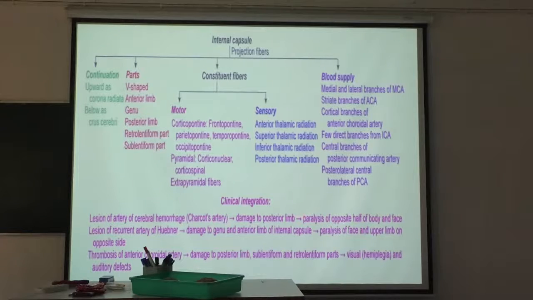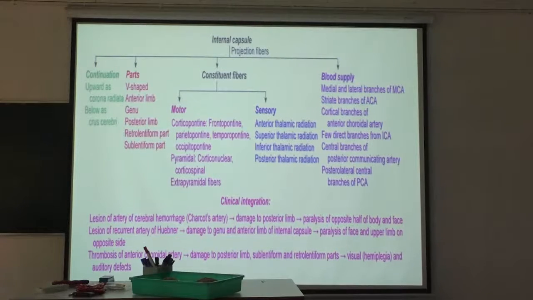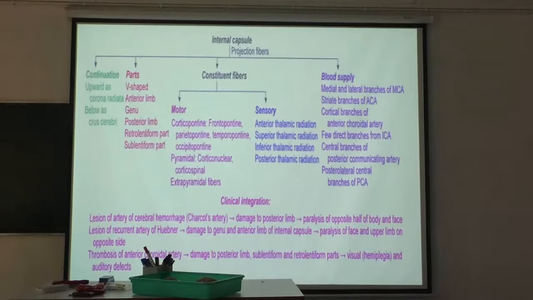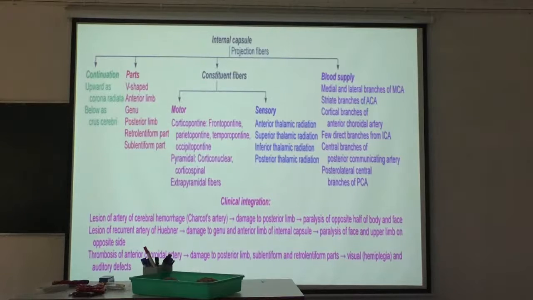Damage to the posterior limb will lead to paralysis of the opposite half of the body and face. Lesion of the recurrent artery of Heubner leads to damage to the genu and anterior limb of the internal capsule and leads to paralysis of the face and upper limb on the opposite side. Okay. Next is thrombosis of the anterior choroidal artery. It leads to damage to the posterior limb, sublentiform and retrolentiform parts. There will be visual and auditory defects, and hemiplegia.